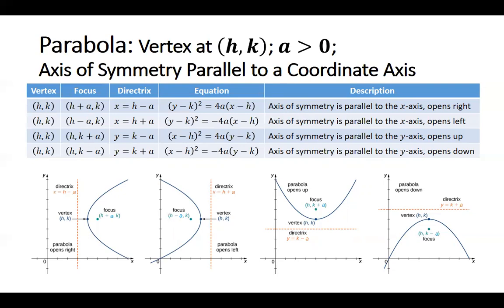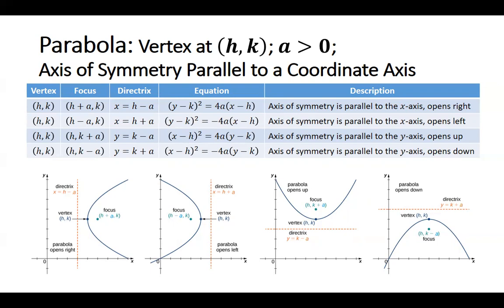The directrix is x equal to h plus a. The equation becomes y minus k squared is equal to negative 4a times x minus h. If it opens up, the focus is at h, k plus a. The directrix is at y equals k minus a. The equation is x minus h squared equal to 4a times y minus k.